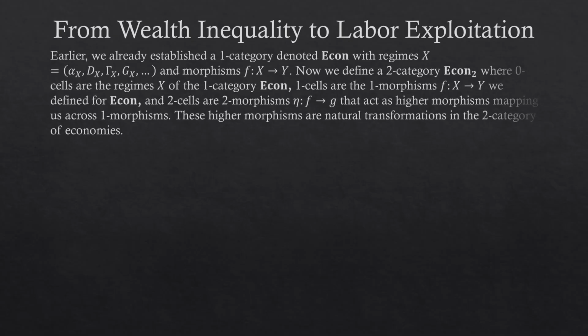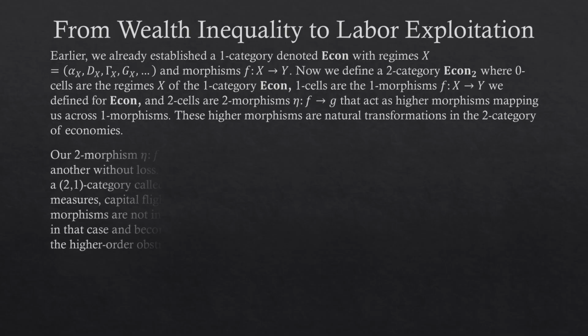Earlier, we already established a 1-category denoted Econ with regimes X, and morphisms F that map us from X to Y. Now we define a 2-category that we shall denote Econ 2, where 0-cells are the regimes X of the 1-category Econ, 1-cells are the 1-morphisms F that map us from X to Y that we defined for Econ, and 2-cells are 2-morphisms eta that map us from F to G that act as higher morphisms mapping us across 1-morphisms. These higher morphisms are natural transformations in the 2-category of economies.